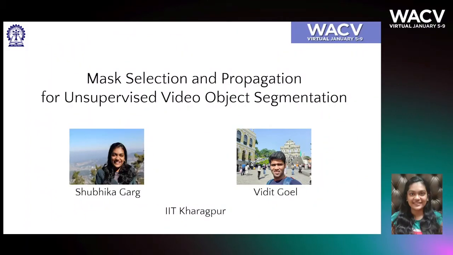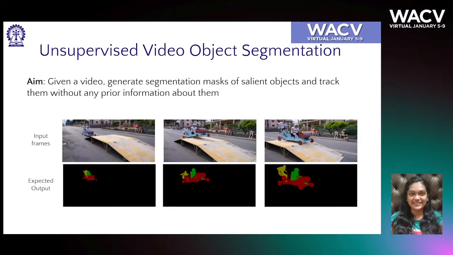Hi, my name is Shubhika and today I'll introduce our work on mask selection and propagation for unsupervised video object segmentation. Our aim is that given only a video sequence as input, we're supposed to generate segmentation masks for objects and then track them throughout the video.